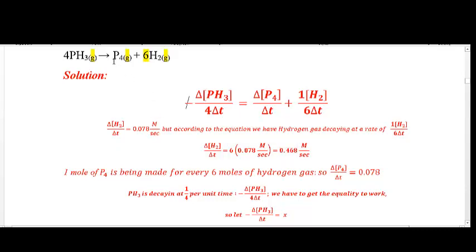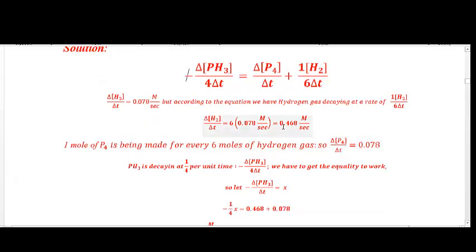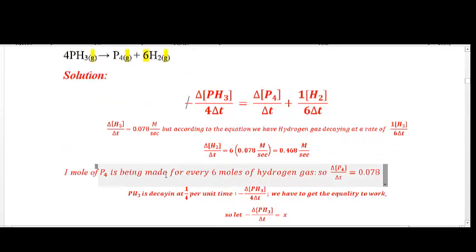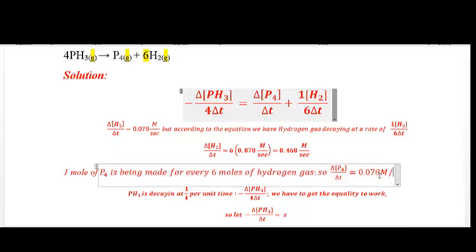P4 is being made 6 times less. So 0.468 divided by 6 will give you the amount of P4 being made. It's going to be 6 times less because they're in a 6-to-1 ratio. So it's going to be 0.078 molarity per second. Okay, it's important to get the unit.